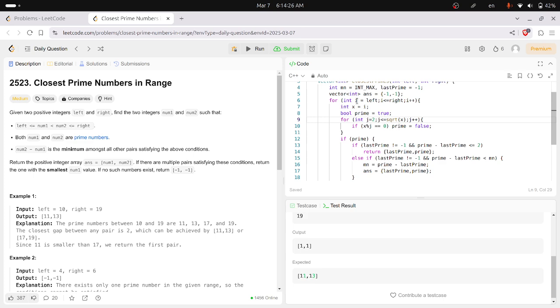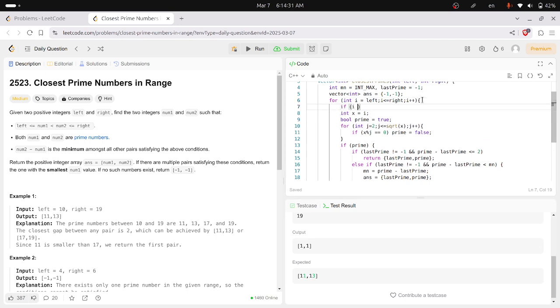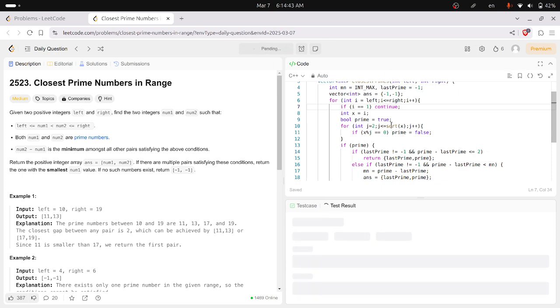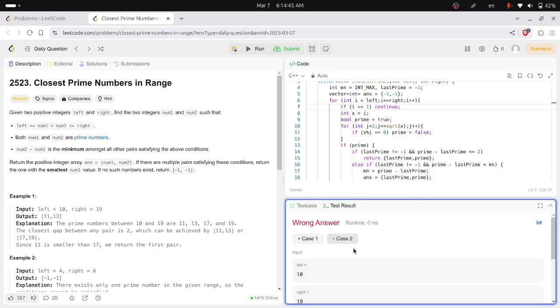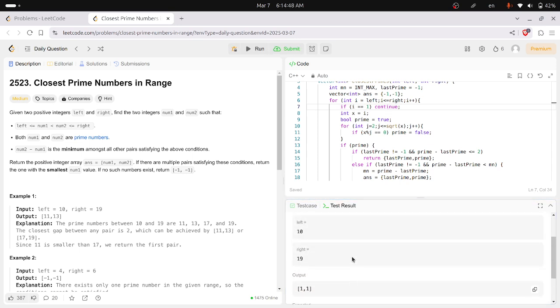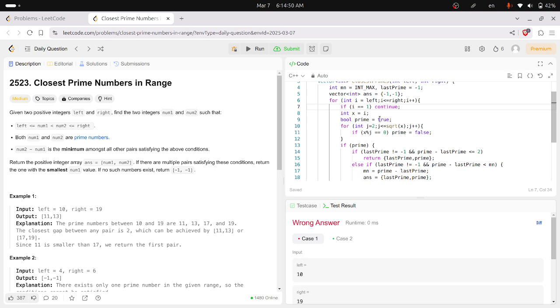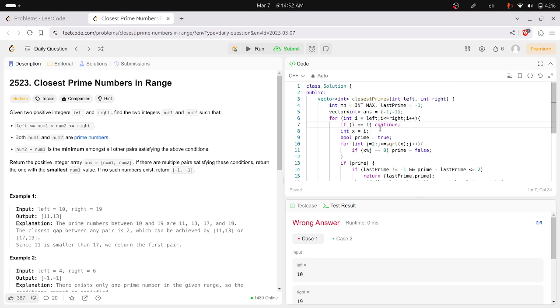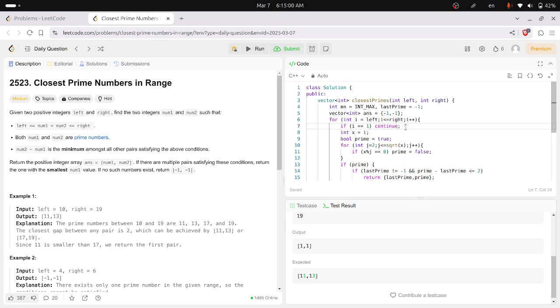1 cannot be a prime number. So I can maybe write a base condition here, like if I equals 1, you just continue, skip it. Again 1 and 1. And 1, how is 1 coming? How are we getting a 1?